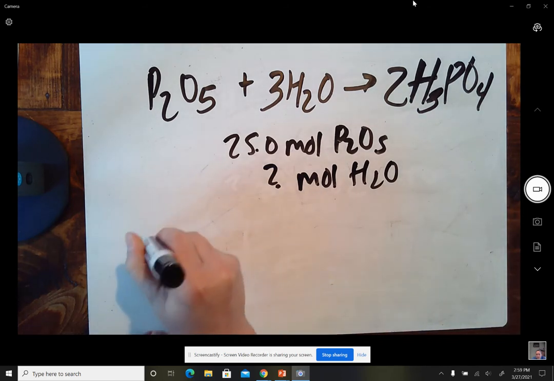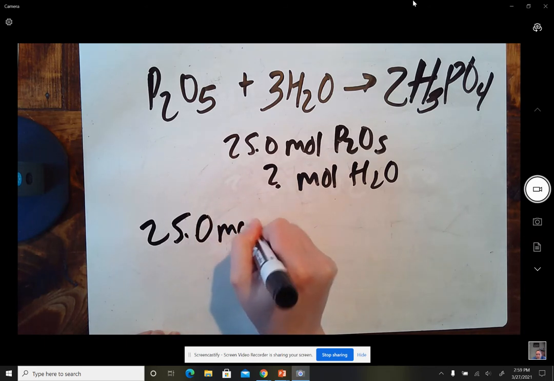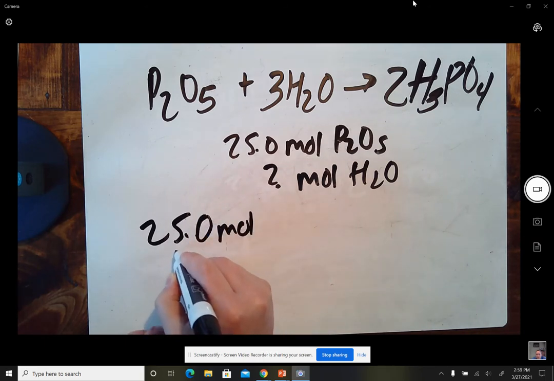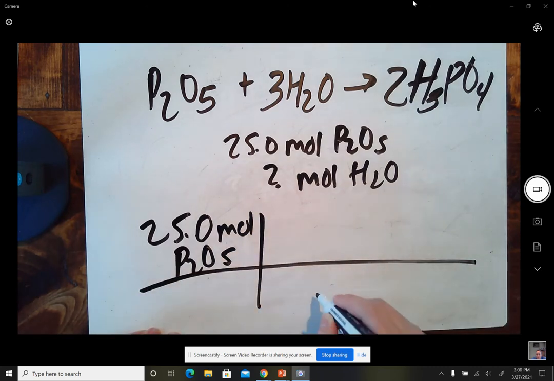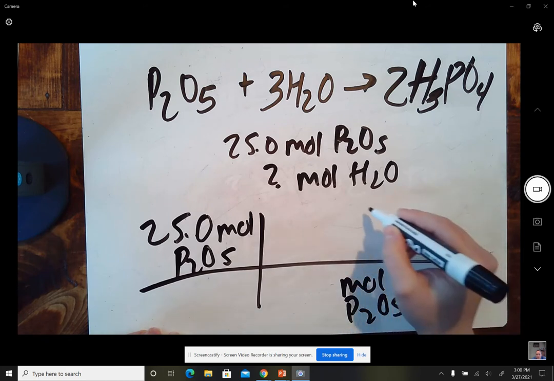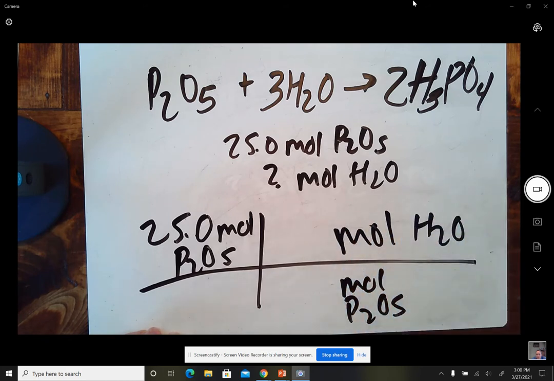So set up your bridge notation. 25 moles of P2O5, because that's what they gave us. Old unit goes in the bottom. That would be mole of P2O5. Where are we going to? We want to go to moles of water. What numbers do I use? I don't know. Oh, wait.